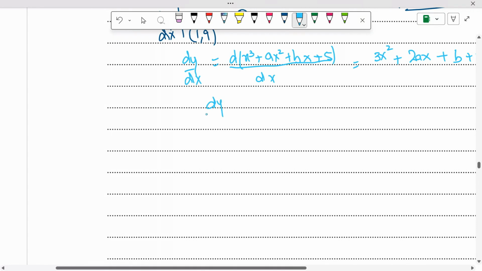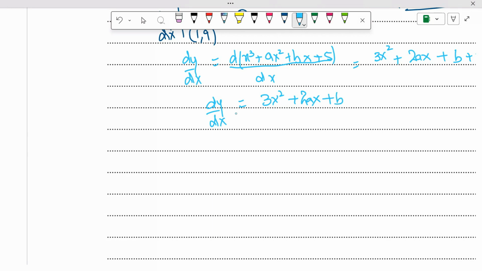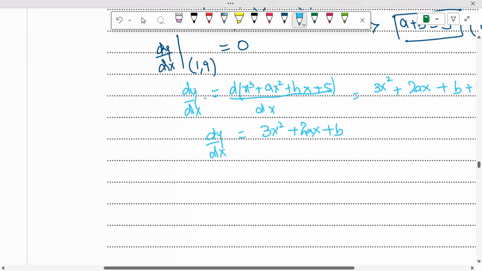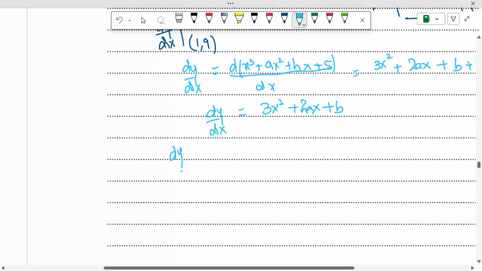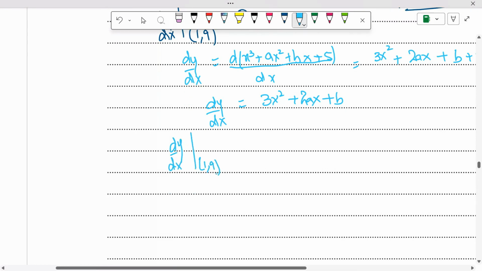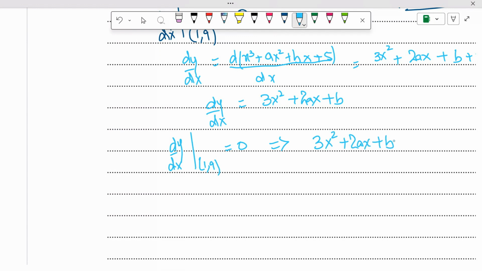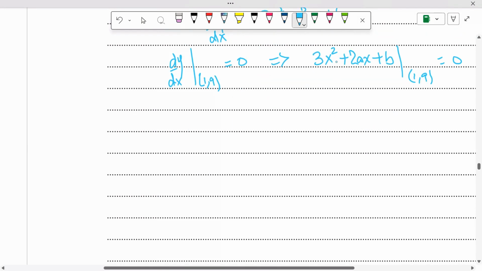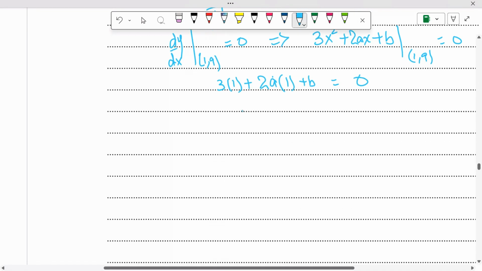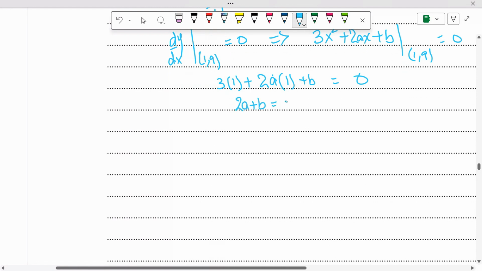So we have found the derivative of the curve, which is 3x squared plus 2ax plus b, and this derivative at the stationary point is 0. So dy over dx at (1, 9) is equal to 0. It means 3x squared plus 2ax plus b at x equals 1 is equal to 0. Plugging in the x coordinate 1, we have 3 times 1 plus 2a times 1 plus b equals 0. So 2a plus b equals -3. This is equation 2.